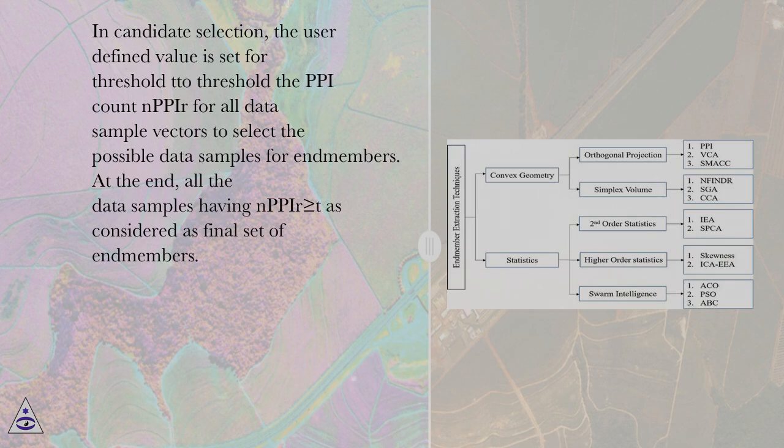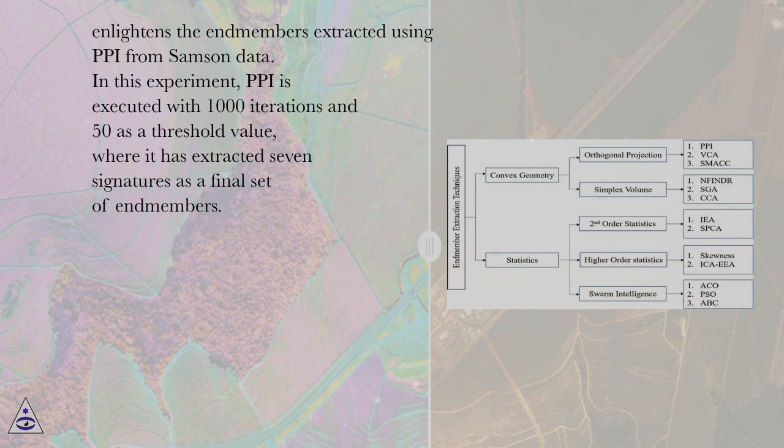In candidate selection, a user-defined value is set as a threshold for the PPI count number of all data sample vectors to select the possible data samples for end members. At the end, all the data samples having a count greater than or equal to the threshold are considered as the final set of end members. Next, the end members extracted using PPI from Samson data.